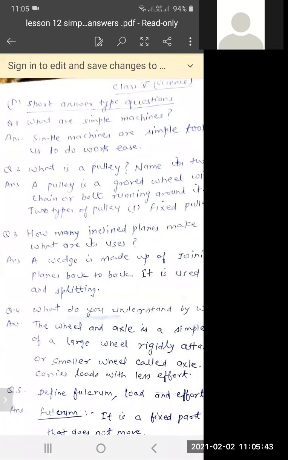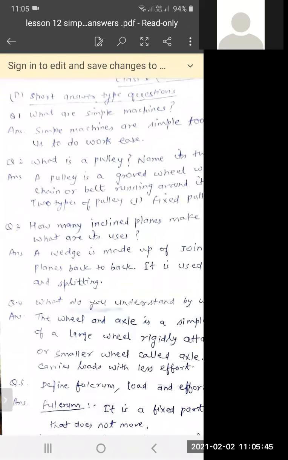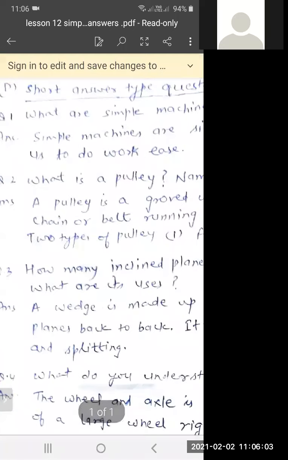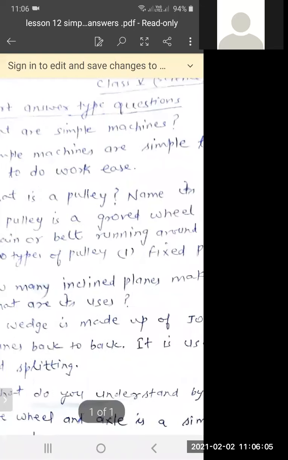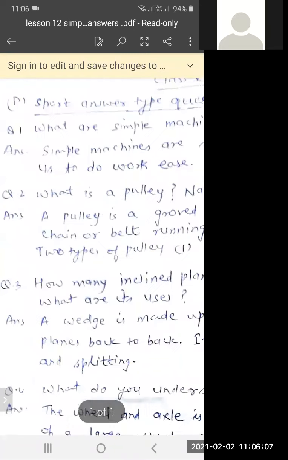So students, your first question is, what are simple machines? Page number 147 of your book, on D part, short answer questions. First question is, what are simple machines? Please note down.